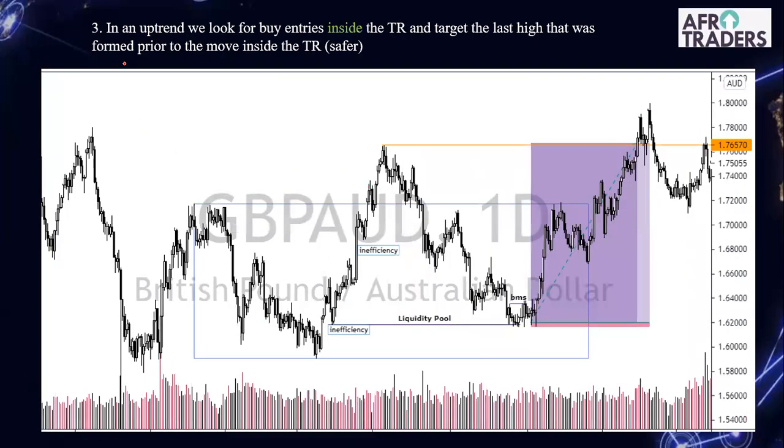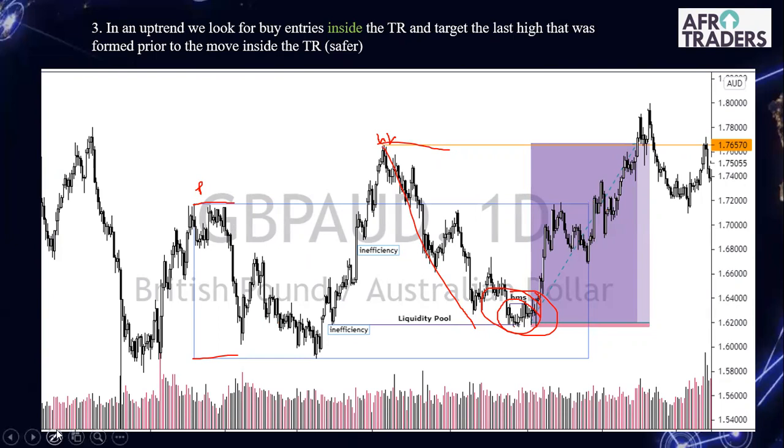Okay. So in an uptrend, we look for buy entries inside the trading range and target the last high that was formed prior to the move inside the trading range. So we have a trading range, right? We buy inside the trading range in an uptrend, and then we target the last high that was formed. This is a previous higher high, the last higher high that was formed prior to this move inside the trading range. So we buy here, and then we target this.